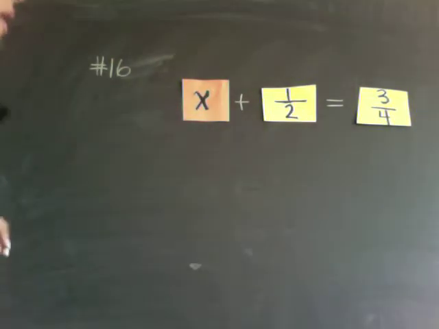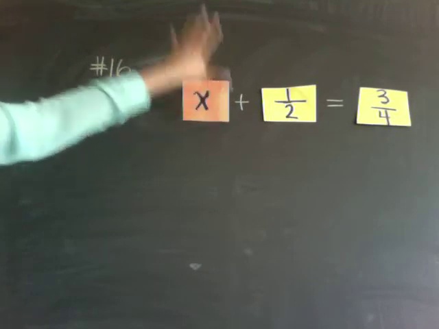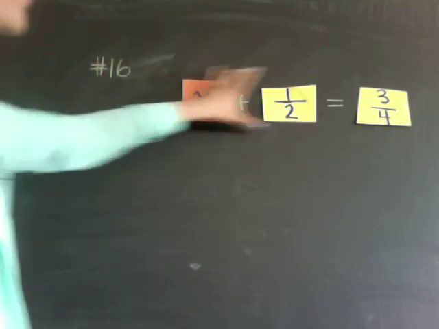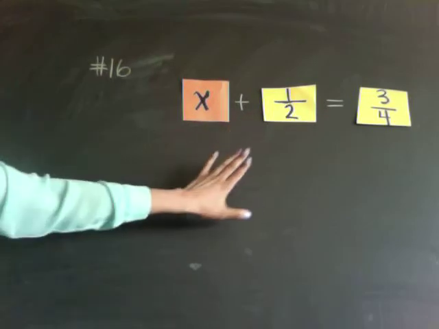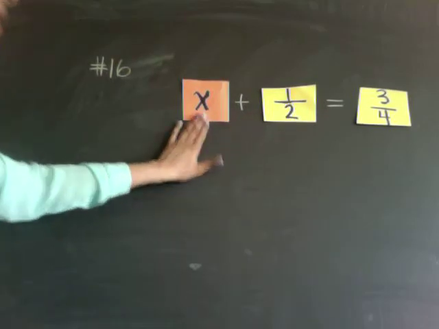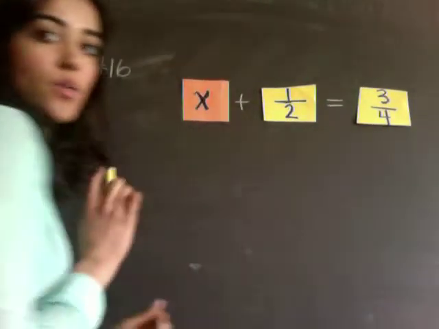And what I really want to emphasize is the fact that we want to isolate this x, which means we literally want to get rid of everything else on this side of the equal to sign. So that's the left of the equal to sign. We want to get rid of everything except for the x. So what that means is this 1 over 2 is going to need to move over to this side of the equation.